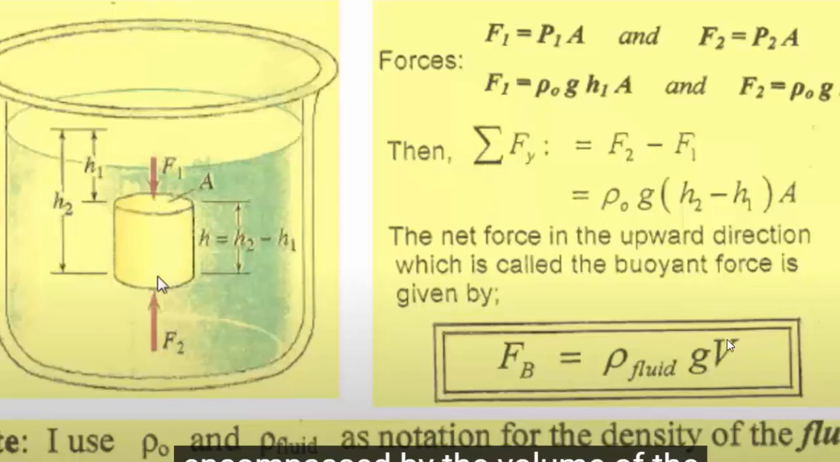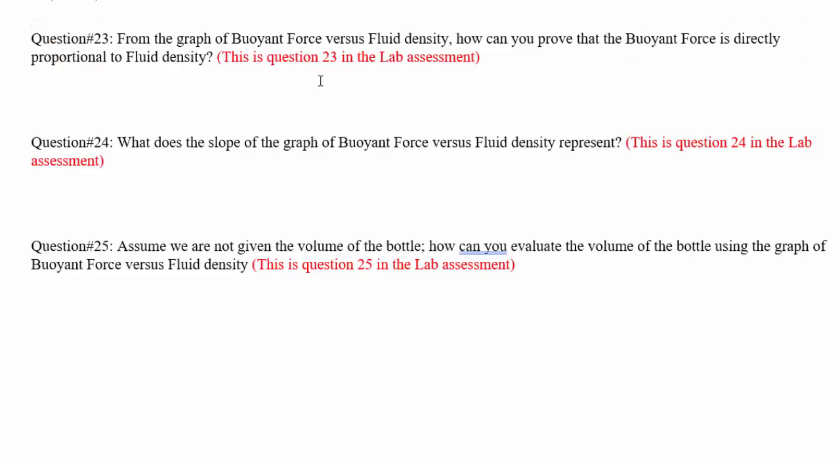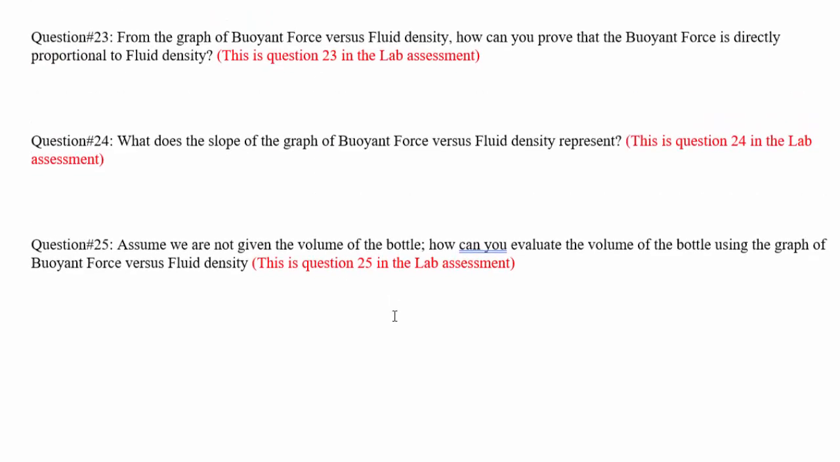So again, just to reiterate here, the slope of the straight line is g times v, and we need to find v, and we already have the slope from the graph, and we know that g is 9.8 meters per second squared. So we can calculate the volume of the object submerged by dividing the slope of the graph by g, the acceleration due to gravity. Alright, so hopefully this will give you enough conceptual background to be able to solve questions 23 to 25 in this lab.